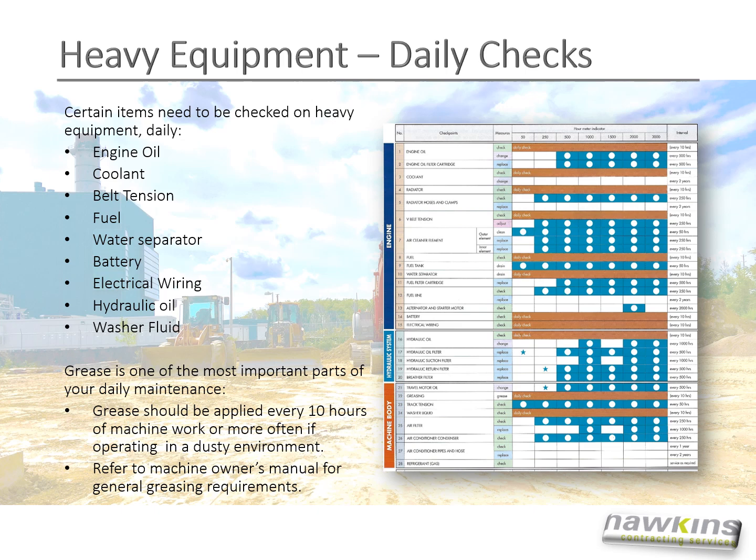Daily checks. Certain things need to be checked on heavy equipment daily: engine oil, coolant, belt tension, fuel, water separator, battery, electrical wiring, hydraulic oil, and washer fluid. Grease is one of the most important parts of your daily maintenance. Grease should be applied every 10 hours of machine work or more often if operating in a dusty environment. Refer to the machine's owner's manual for general greasing requirements.